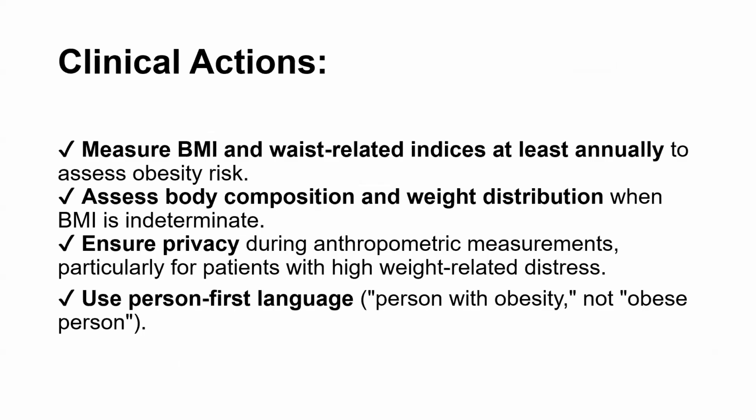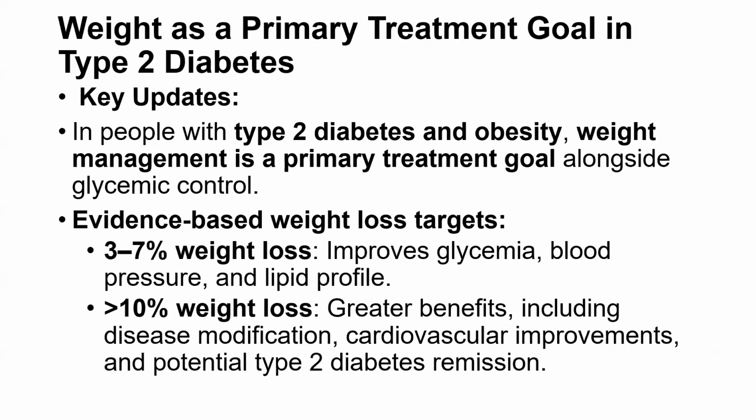Clinical actions proposed by the guidelines: measure the BMI and waist-related indices, as I mentioned in the previous slide, at least annually to assess obesity risk. Assess body composition and weight distribution when BMI is indeterminate, like in muscular or frail individuals. Always ensure privacy during anthropometric measurements, particularly for patients with high weight, because they may be distressed because of this. Always use person-first language or person-centric language. Mention person with obesity, not an obese person. So these are important statements from the guidelines.